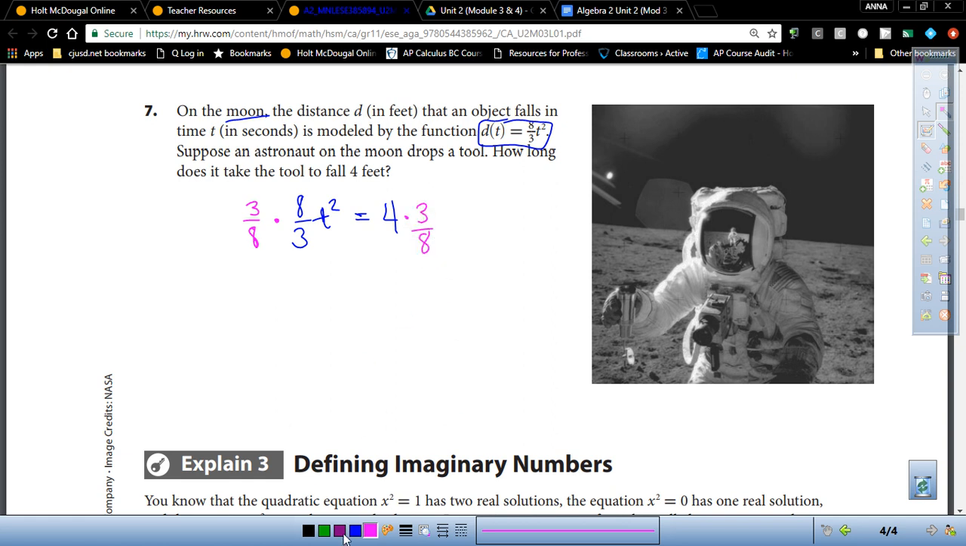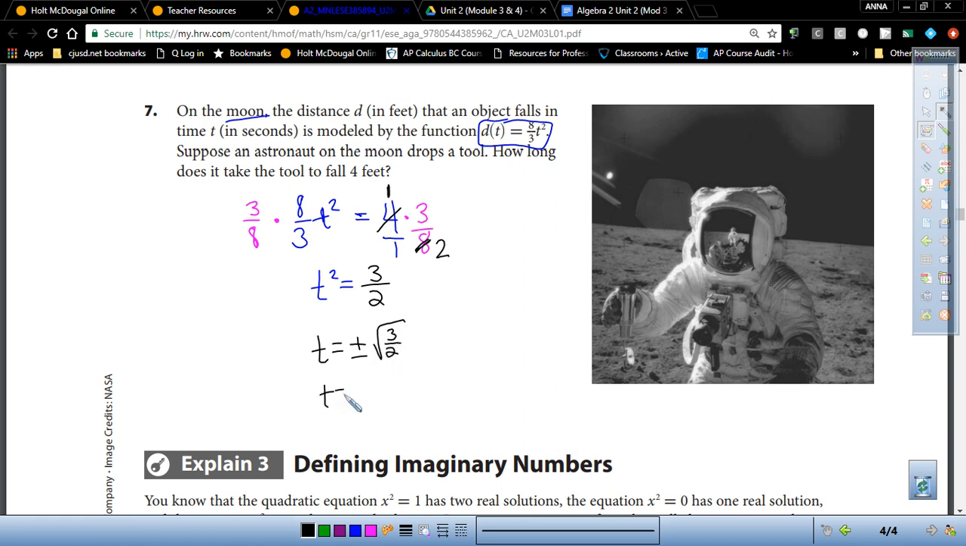If I multiply by the reciprocal, I get t squared equals, and this 4 is over 1. I can simplify fractions, so 4 goes into 4 one time, 4 goes into 8 two times. 1 times 3 is 3, 1 times 2 is 2. So I get t squared equals 3/2. I take my square root, so I get plus or minus the square root of 3 over 2.